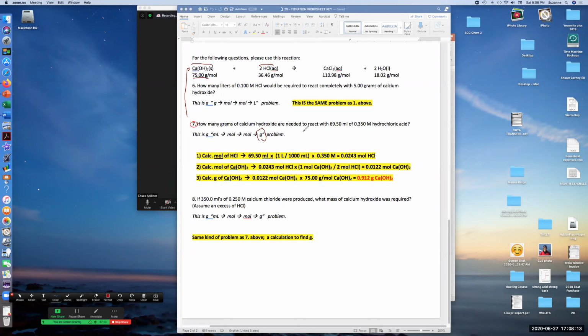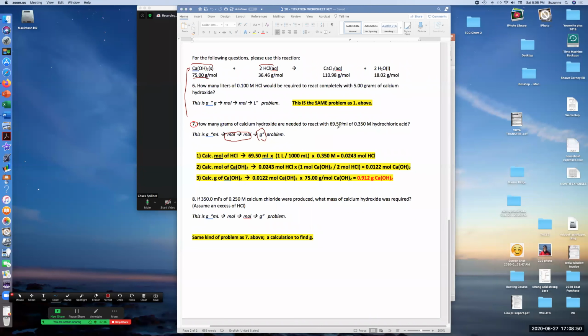I set up this problem as a mil to mol to mol to gram problem because we know how many mils of 0.350 molar HCl is used. So we can use that to calculate moles of HCl. Remember, all of these problems are stoichiometry problems, and the core of the problem is a mole to mole conversion. Whatever you're given, you have to be able to calculate the number of moles. You might remember that from your previous stoichiometry problem solving.